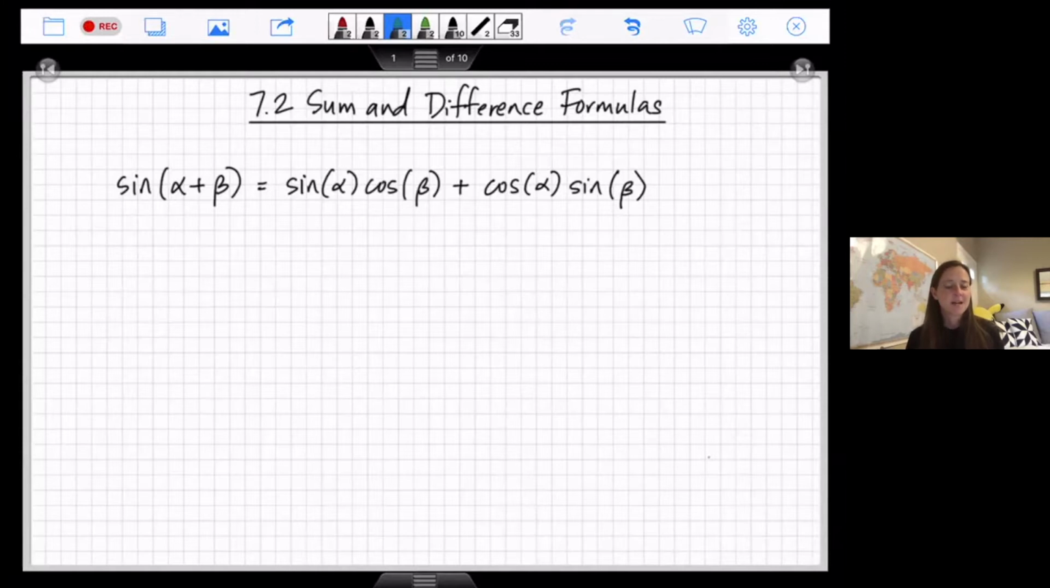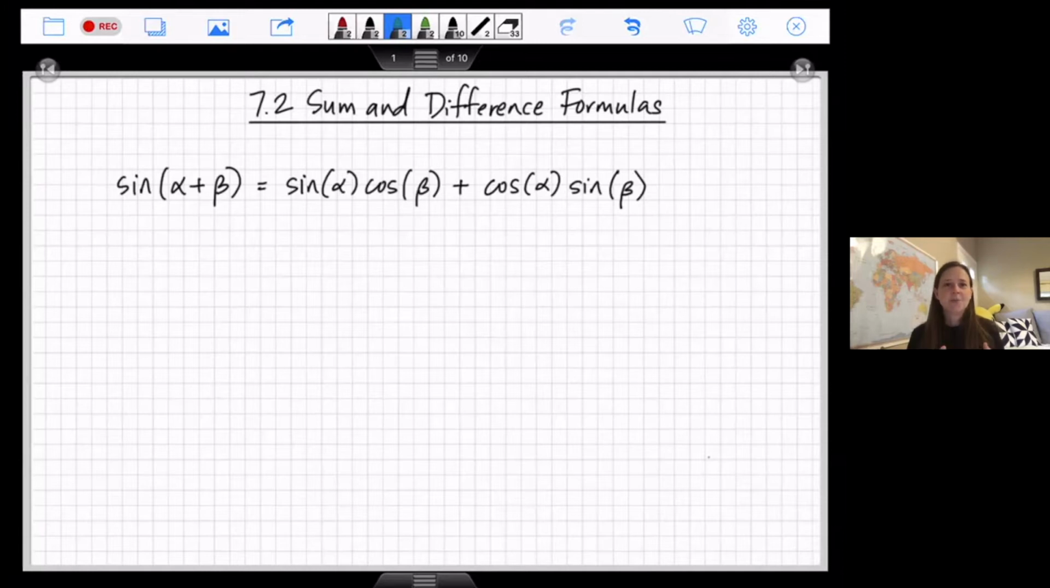So we start off with sine of alpha plus beta. If you have a situation like this, you can't just distribute the sine over the addition as if it were multiplication. You have to use this sum formula, which is a little bit difficult to look at. So the first thing I want to do is just to verify that this formula actually works. It's not exactly intuitive that this would be the case.